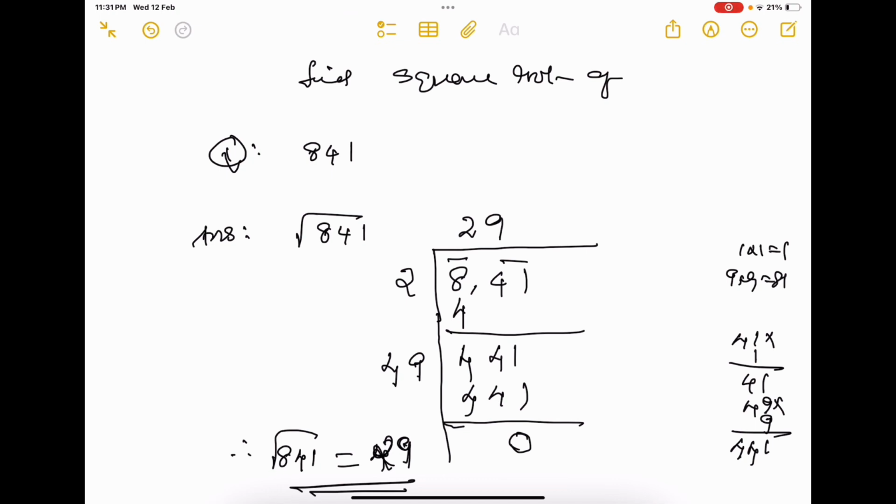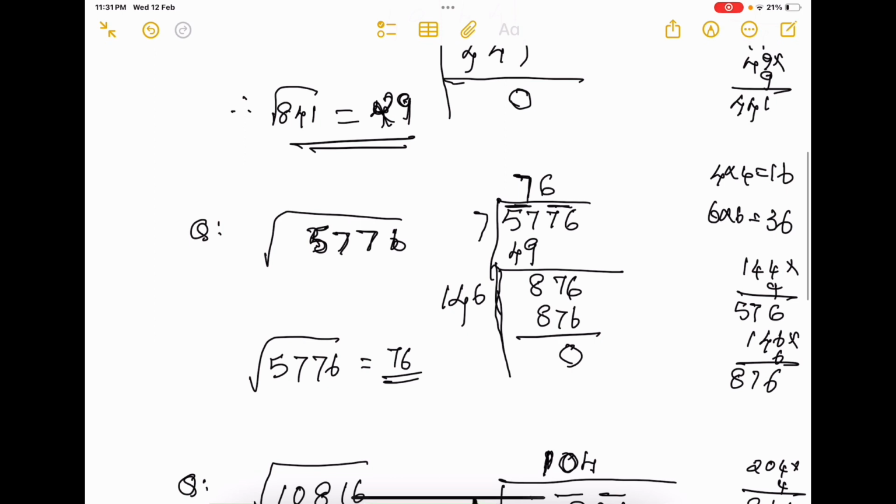Then you should write 9 near 2 in the quotient, and 9 near 4 also. Then multiply 49 into 9. Before writing, you check whether 49 into 9 is 441 or not. It is 441. So we write 9 in the quotient and 9 near 4. Then write the product 441 below 441. Then subtract it, we get 0. So the root of 841 is equal to 29.